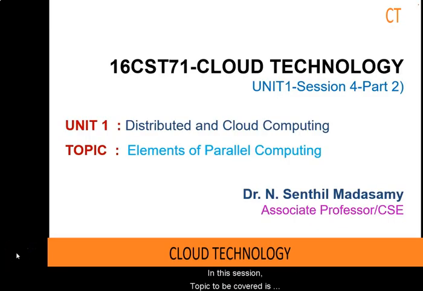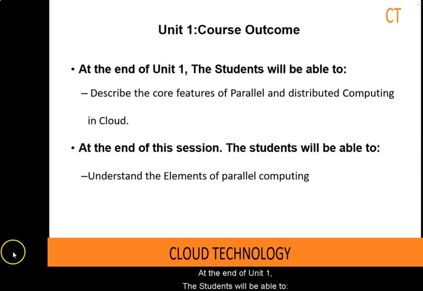This session topic to be covered is elements of parallel computing under Unit 1, distributed and cloud computing. At the end of Unit 1, the students will be able to describe the core features of parallel and distributed computing in cloud. At the end of this session, the students will be able to understand the elements of parallel computing.